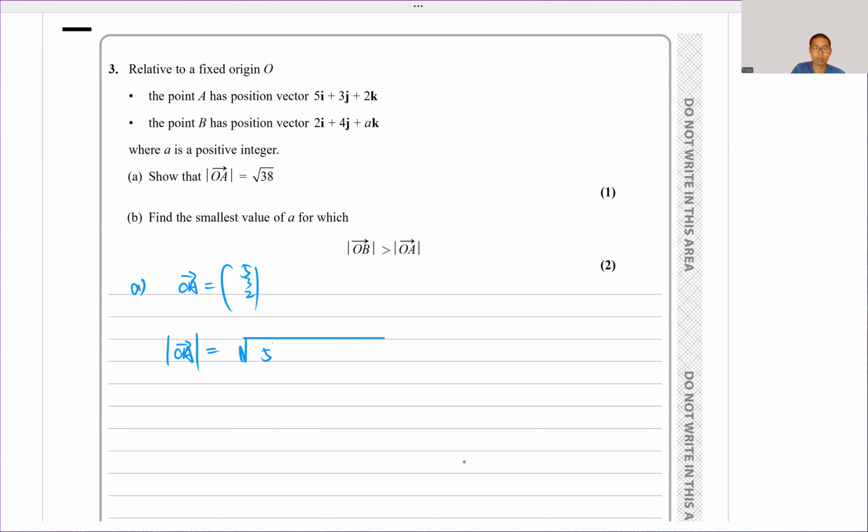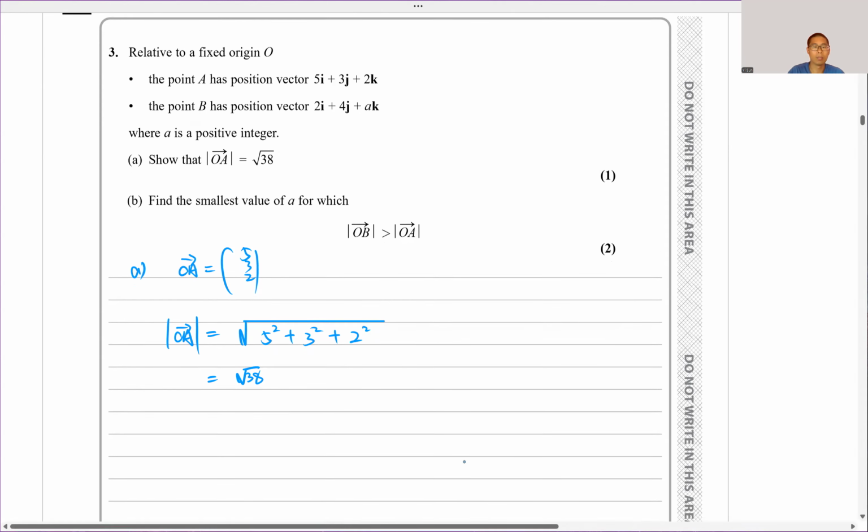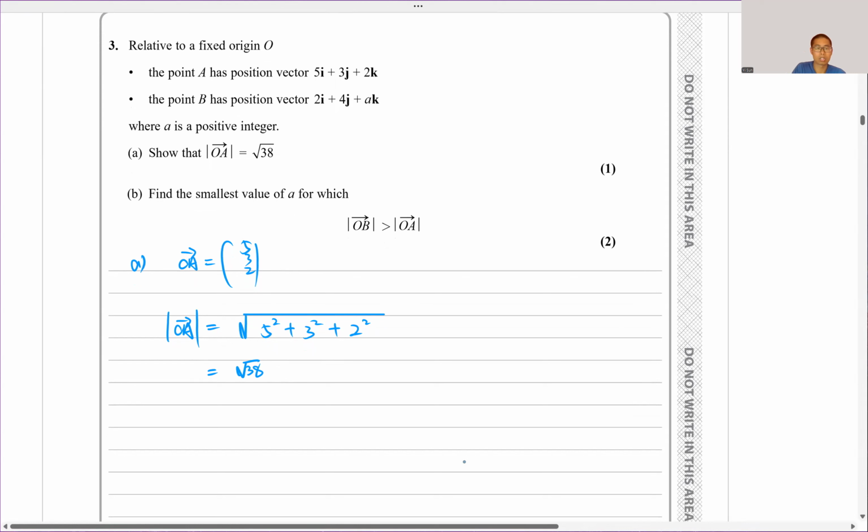So square root of 5 squared plus 3 squared plus 2 squared. So 25 plus 9 plus 4, that should be 38. That would be the answer, 38. And then part B, find the smallest value of A for which magnitude of OB is more than magnitude of OA. So let's lay it out.